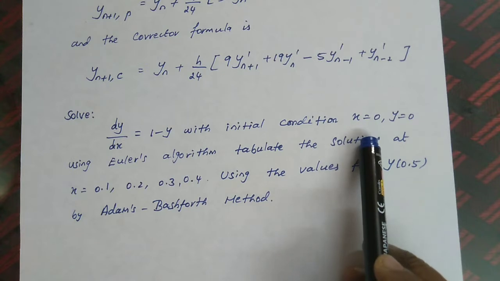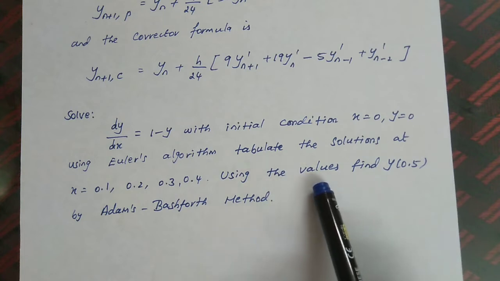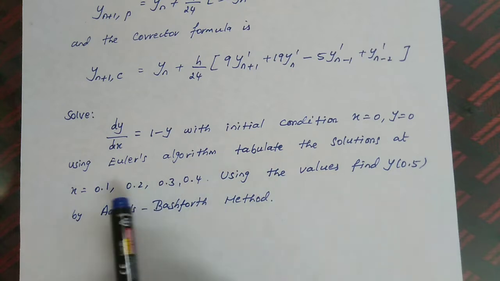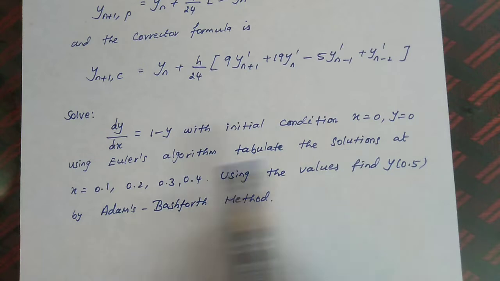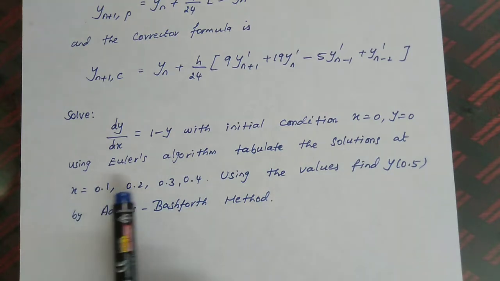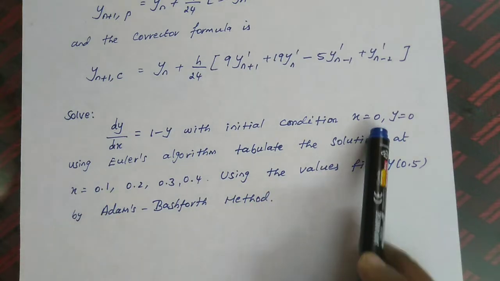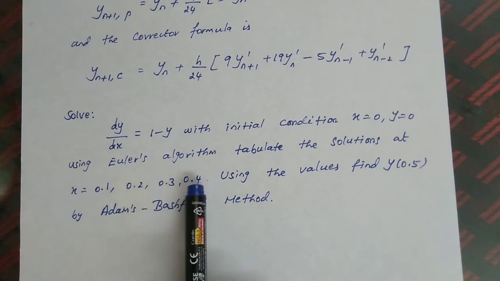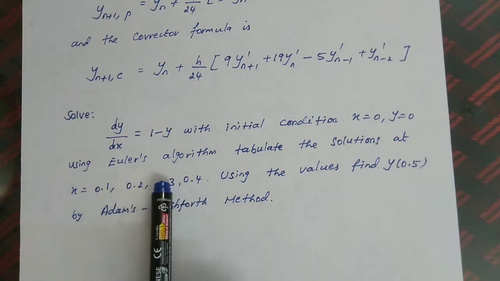Under Milne's method, the beginning values of the data are given in the question. But here, the beginning values are not given directly. Instead, it's given that using Euler's algorithm, we tabulate the solutions at x equal to 0.1, 0.2, 0.3, 0.4. This is x naught, so obviously 0.1 is our x1, and then x2, x3, x4. Corresponding to this x data, we are supposed to find the values of y, that means y1, y2, y3, y4.